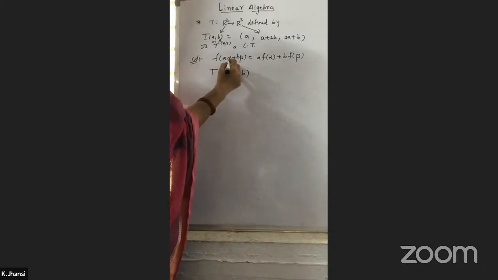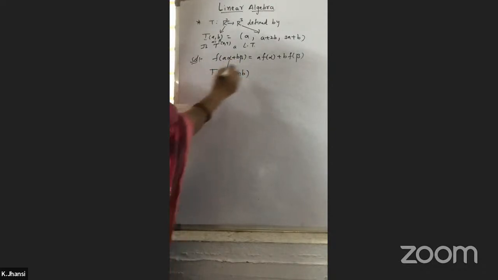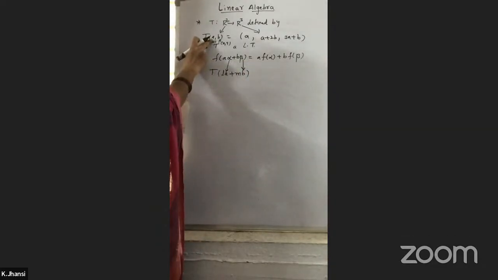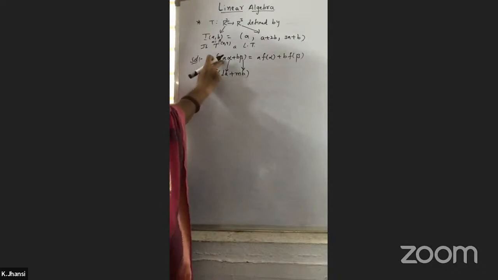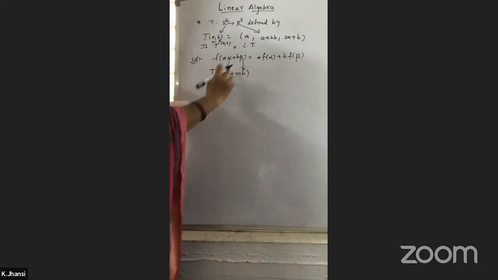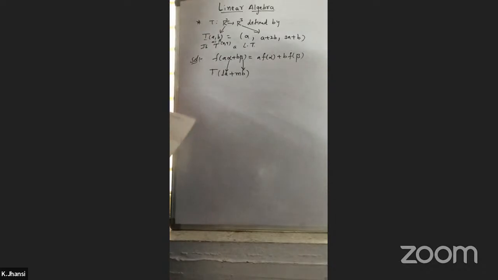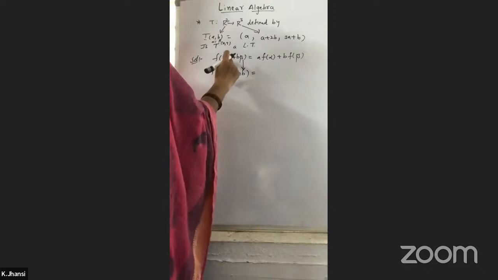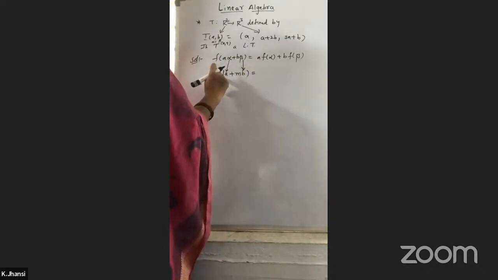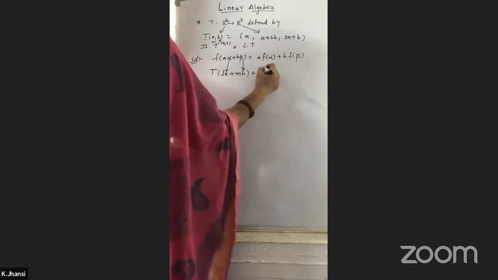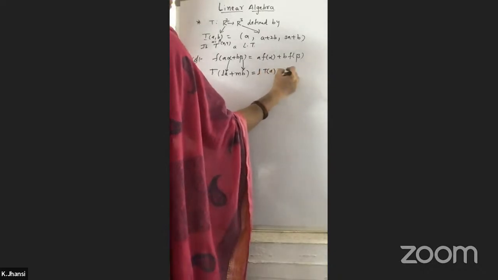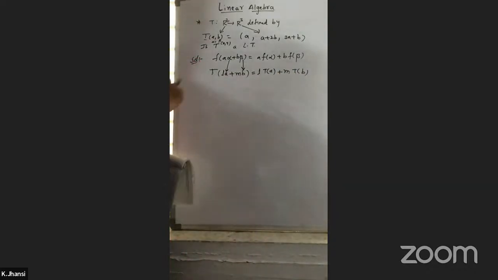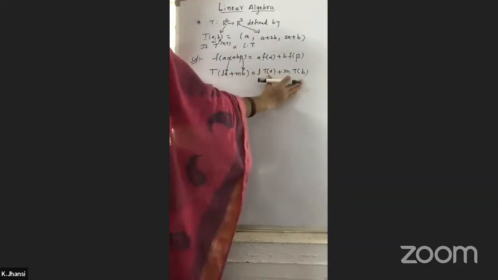Whatever alpha is there, this is A, and whatever beta is there, this is B, given in the question. L and M are scalars, and these two are vectors. So if you define this, what will you get? L is alpha, alpha is A, so whatever L is there, you will get outside, T of A plus M into T of B. So we have to prove this is equal to this one.